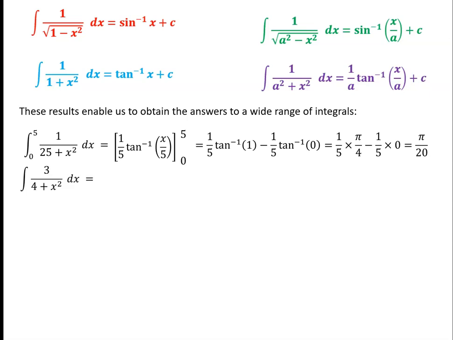If I've got the integral of 3 over 4 plus x squared, well, that is the same thing as 3 times the integral of 1 over 4 plus x squared. So using my fourth result again, this time with a equals 2, I can say I've got 3 times a half of tan to the minus 1 of x upon 2 plus a constant. In other words, 3 over 2 tan to the minus 1 of x over 2 plus a constant.